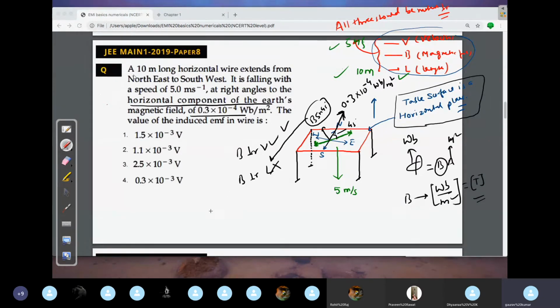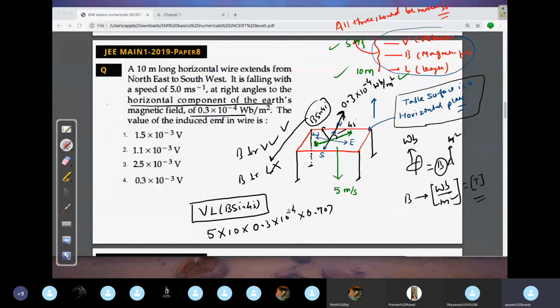So what is the answer? The answer will be V L into B sine 45. Now these three are mutually perpendicular. So write the value of V now. What is V here? 5. What is the length? Length is 10. What is B here? Look at what is given, 0.3 into 10 to the power of minus 4. Sine 45 is 1 by root 2, which is 0.707. You know it very well, right?